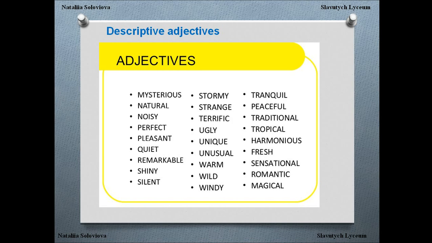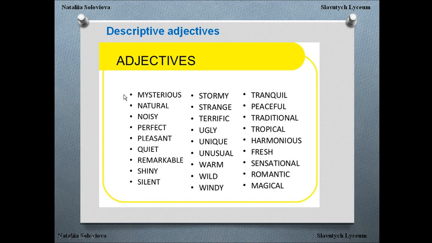So let's look through the list of these descriptive adjectives. I recommend you to write them down into your copybook or vocabulary, at least some of them that look the most attractive for you, the most interesting for you. So, what words from this list can we use for describing some city? Not a natural place, not a natural wonder, but a city.